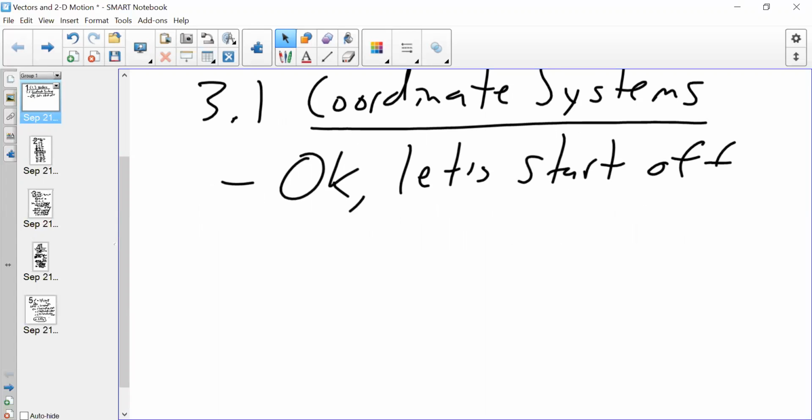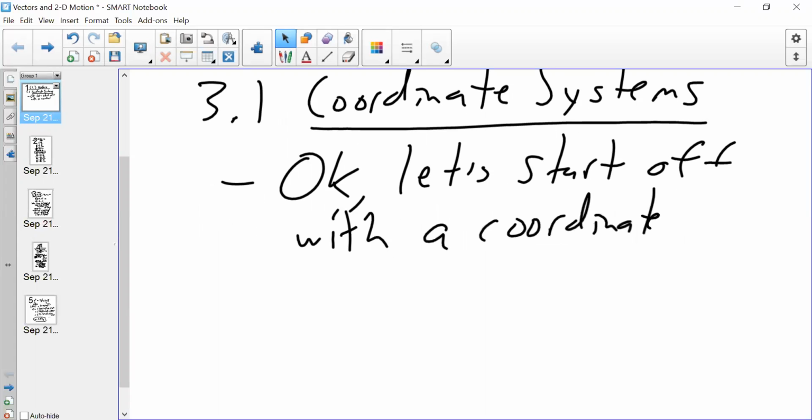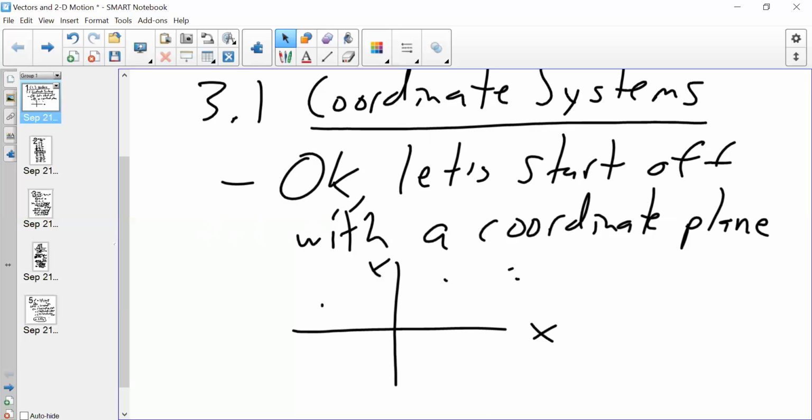Let's start off with the coordinate plane, the x, y, and we're going to go to z when we talk about three-dimensional vectors, which is what we must do eventually. But right now, we're keeping it simple with the xy plane. Okay, x, y, and we have all these points.